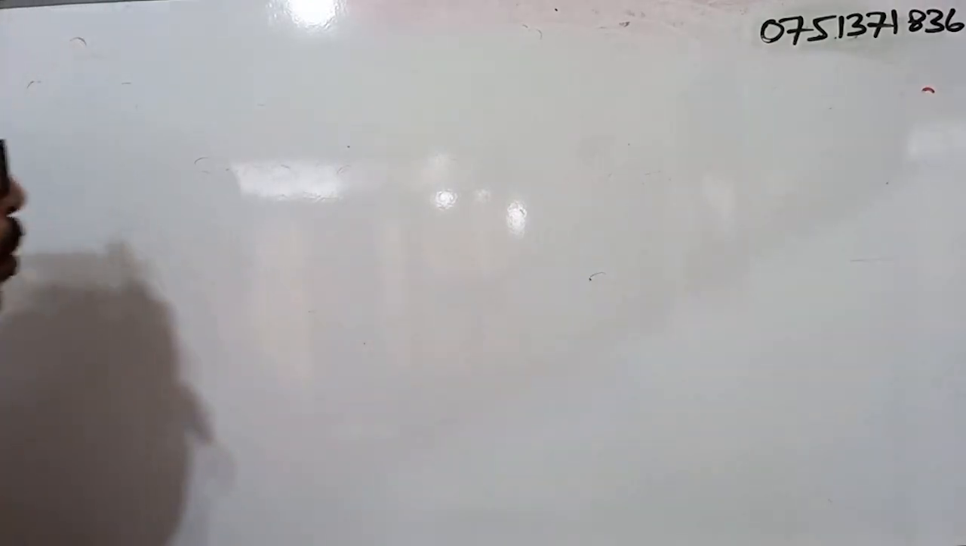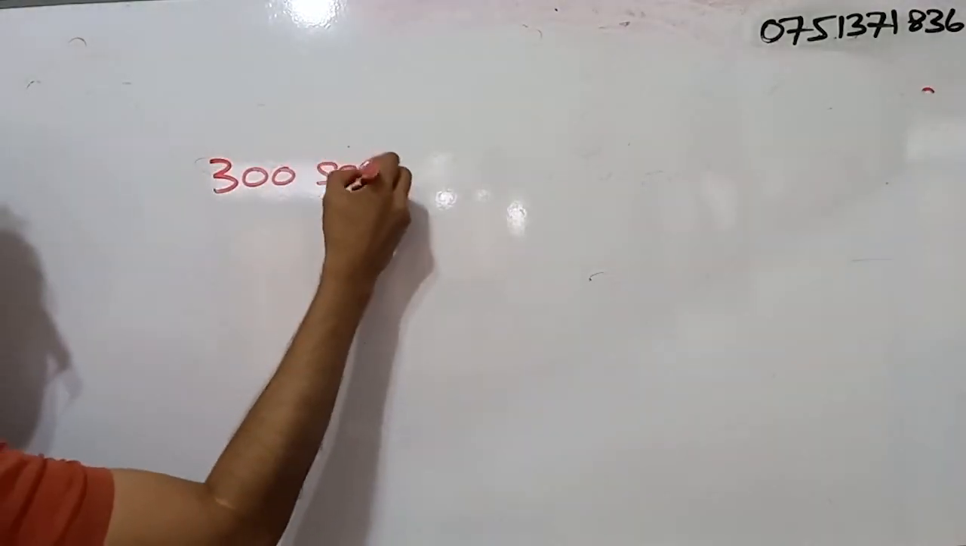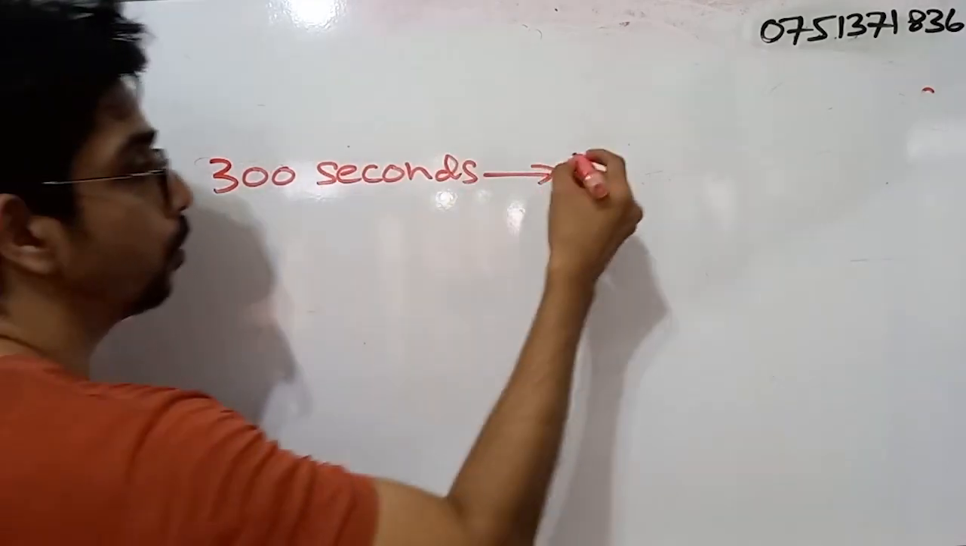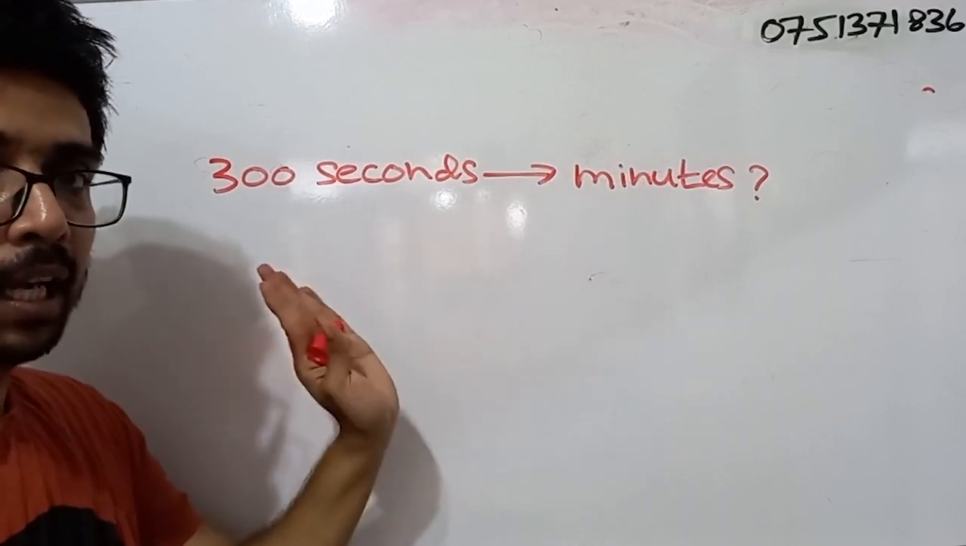Now we have been given 300 seconds. So we have to convert this amount into what? Minutes. Seconds into minutes. Okay. Now let's apply what we know.